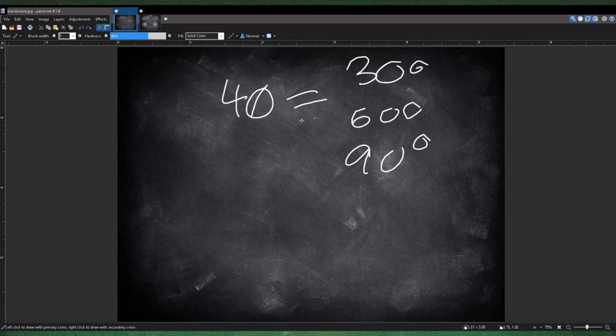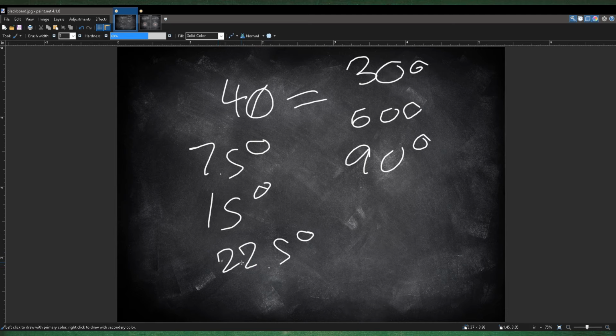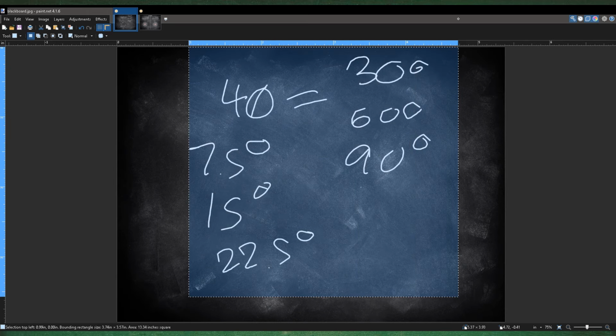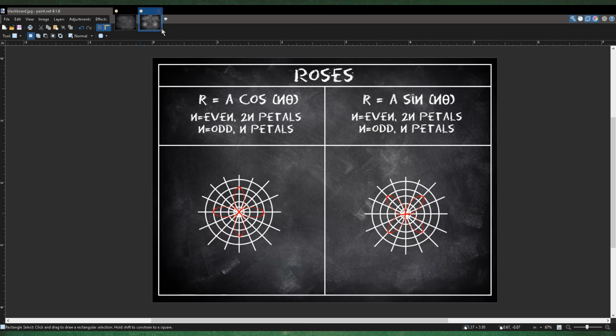So 30 divided by 4 is 7.5, so you find the 7.5 degree. Or 60 divided by 4 is 15 degrees, so you find the 15 degree. And 90 divided by 4 is 22.5, so you find the 22.5 degree. But usually that's what you basically do. You want to be really precise. And that's how you graph.